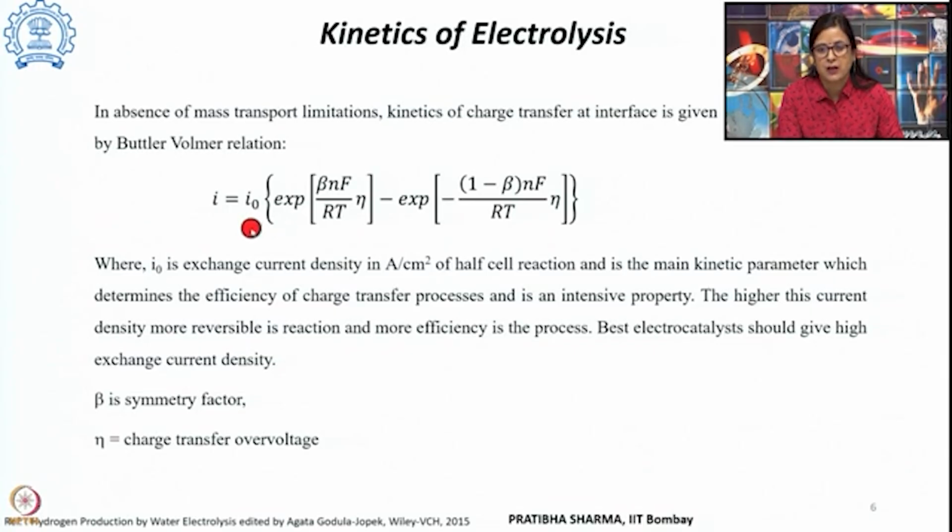Now I naught, which is the exchange current density, expressed in ampere per centimeter square for the half cell reaction, is the major kinetic parameter, and this determines the efficiency of the charge transfer process. This is an intensive property. The higher this current density, the more reversible the reaction will be and the higher the efficiency of the process. So the best electrocatalysts are those which give high exchange current density.